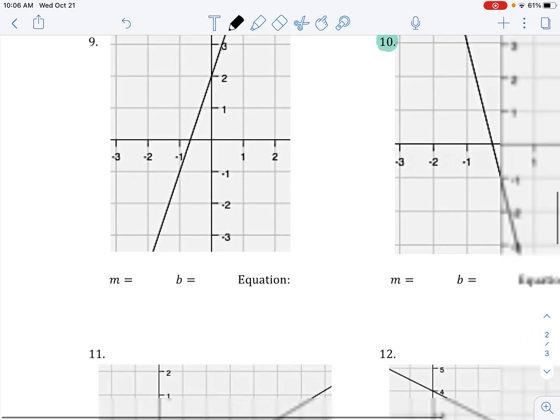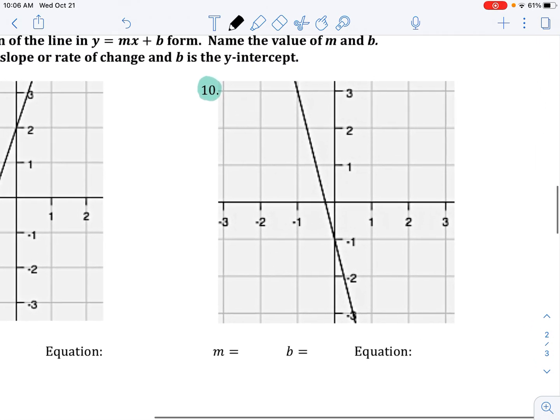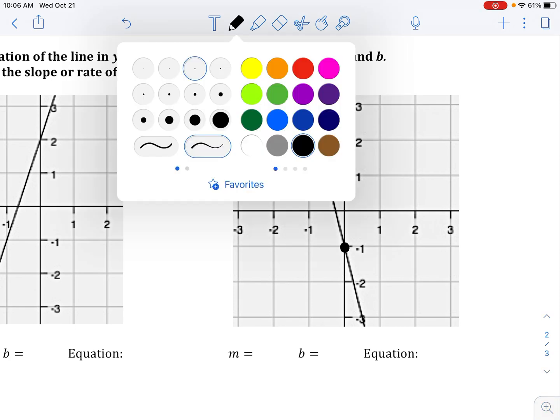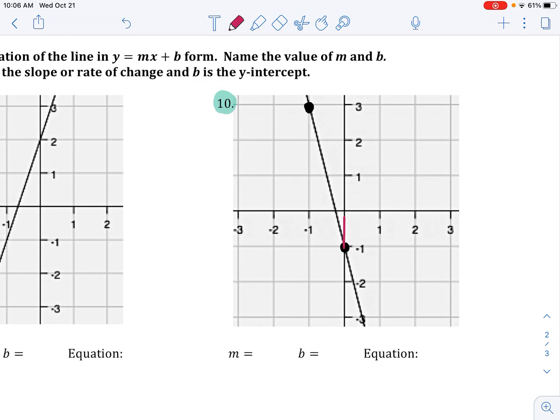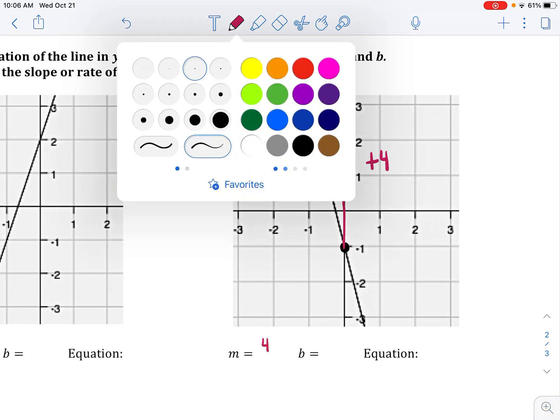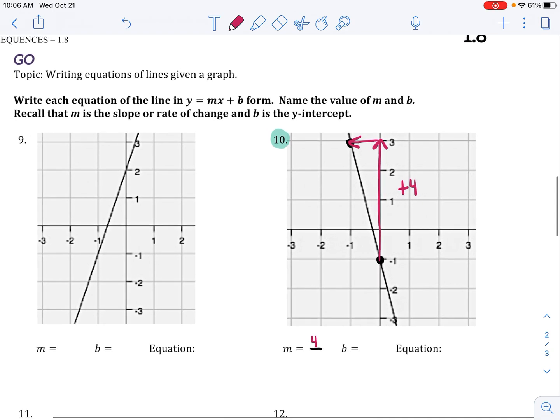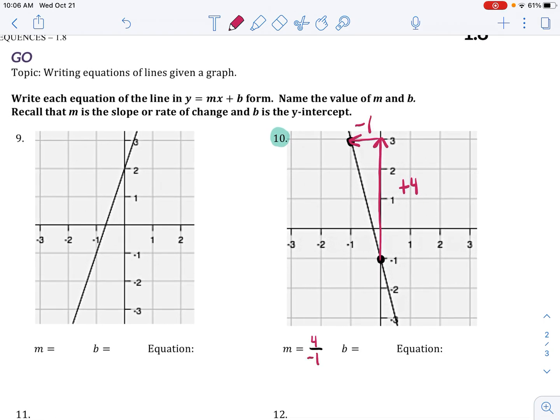And then the go is asking us to write slope-intercept form. So m is the slope. So what we're going to do is pick 2 points on our graph where it crosses at a nice even number. I always like to find the rise first. So I'm going up 1, 2, 3, 4. So I went up 4. That's positive. And then I am going to go the run, which is going to be to the left 1. When I move left, that's a negative 1. So 4 over negative 1. My slope is negative 4.